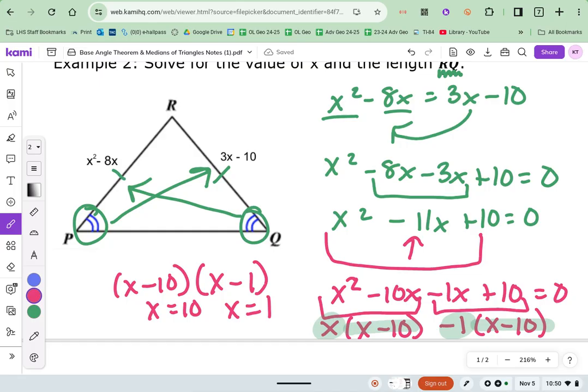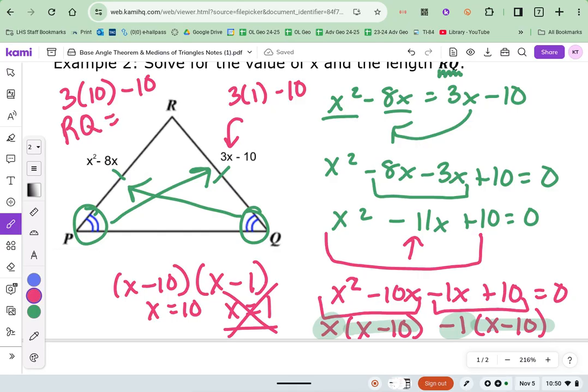But of course, we want to check for reasonableness, right? Because we can't have any negative lengths. So since we have two answers, one of them might be extraneous. For example, if we plug in a 1 right there, that would be 3 times 1 minus 10. Is that positive or negative? Negative. So x equals 1 is an extraneous solution. So to find the length of RQ, we just want to do 3 times 10 minus 10, which would give us that the length of RQ is 20.